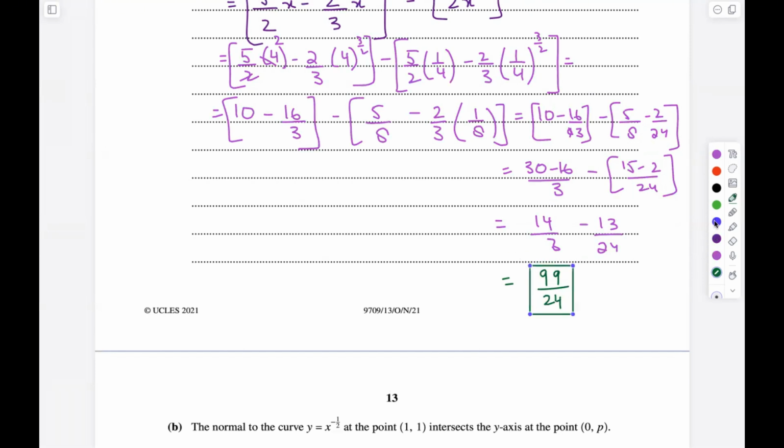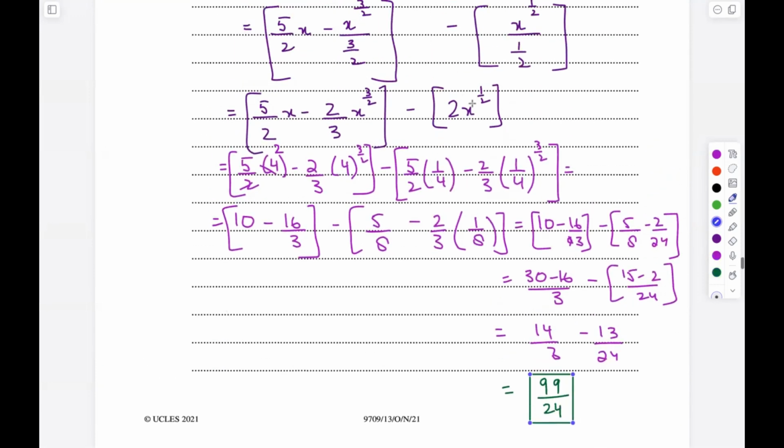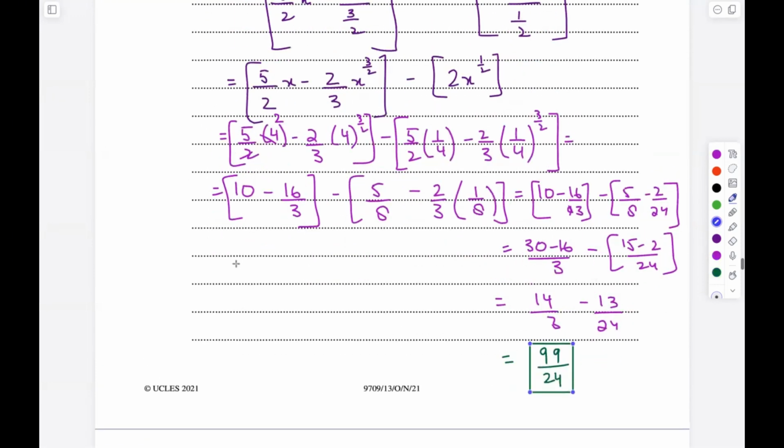And now to find the area under the second curve, which was 2x to the power half, first we'll substitute x equals 4. That will be 2 into 4 to the power half, and then we'll subtract 2 into 1/4 to the power half. Simplifying, this will be 2 into 2, which is 4, minus 2 into 1/2, which is 1. So this becomes 4 minus 1, which equals 3.